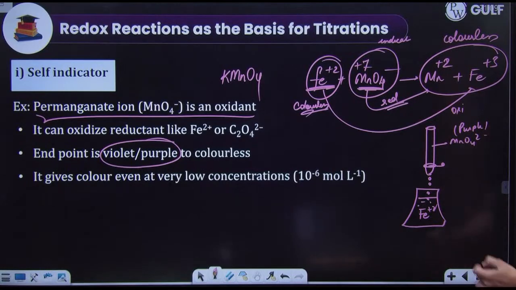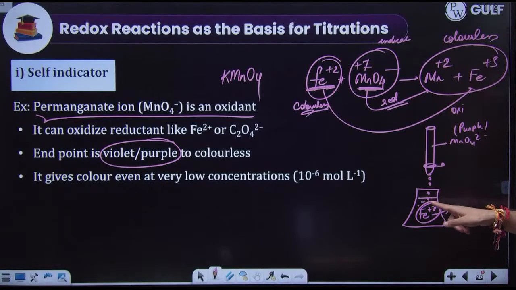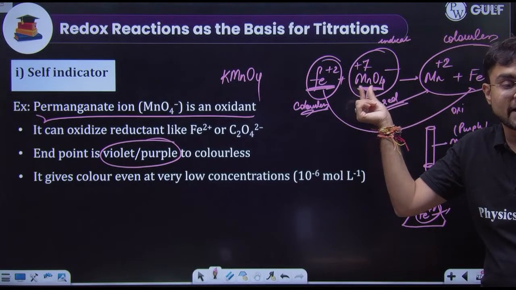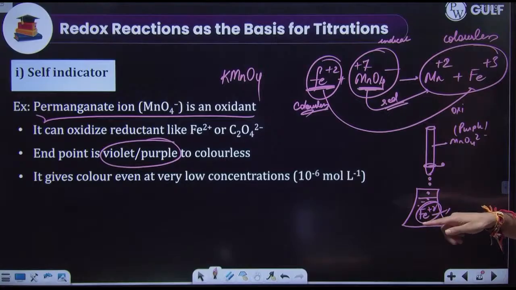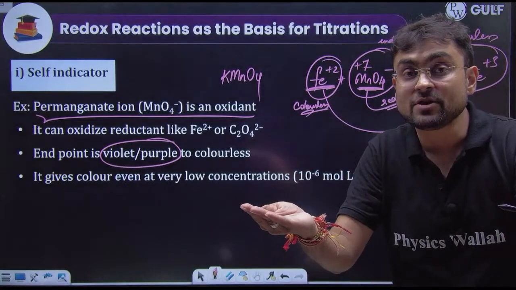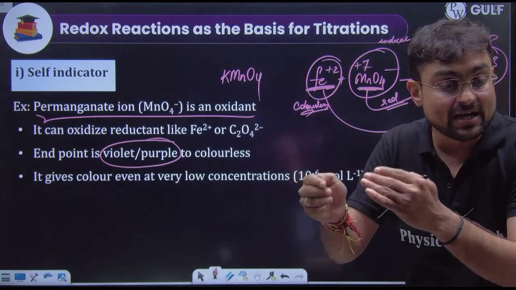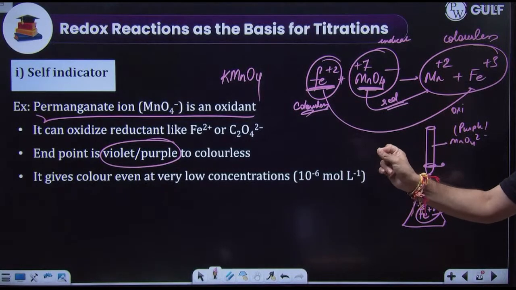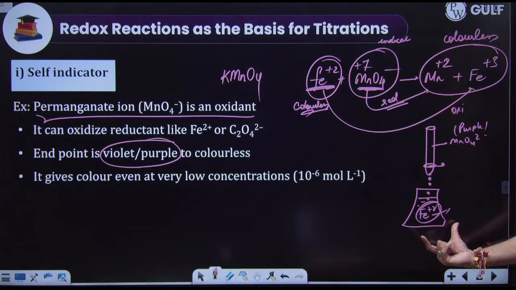But after some time, when the entire Fe2+ is consumed, what will happen? Now as soon as this extra drop of MnO4- falls into the conical flask, there is no Fe2+ left to react with it and make it colorless. So now your solution will show a violet to purple color. The solution present in the conical flask will not become colorless, and this shows your end point. Is it clear?